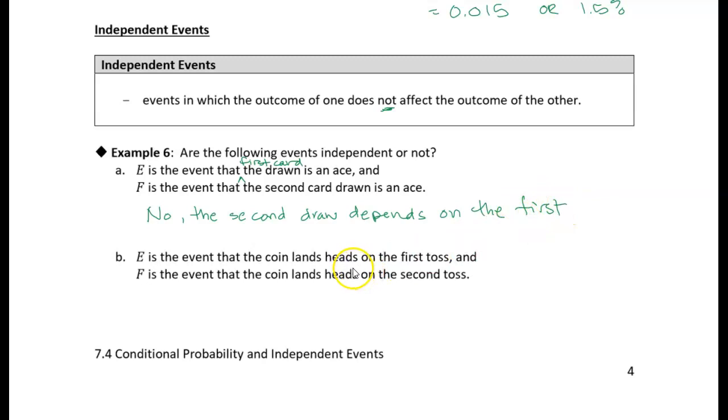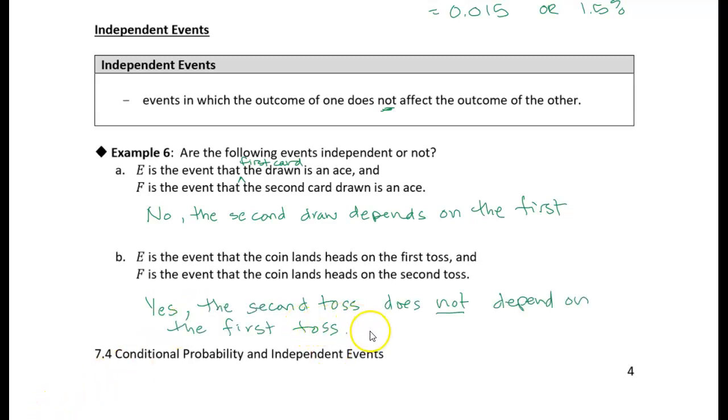All right, let's look at the next one. E is the event that a coin lands heads on the first toss, and F is the event that a coin lands heads on the second toss. Think about it: does the first toss affect the second toss? The answer is no. So the answer to the question is yes, these are independent events, because the outcome of the first toss does not affect the outcome of the second toss. The second toss does not depend on the first toss, so they are independent.